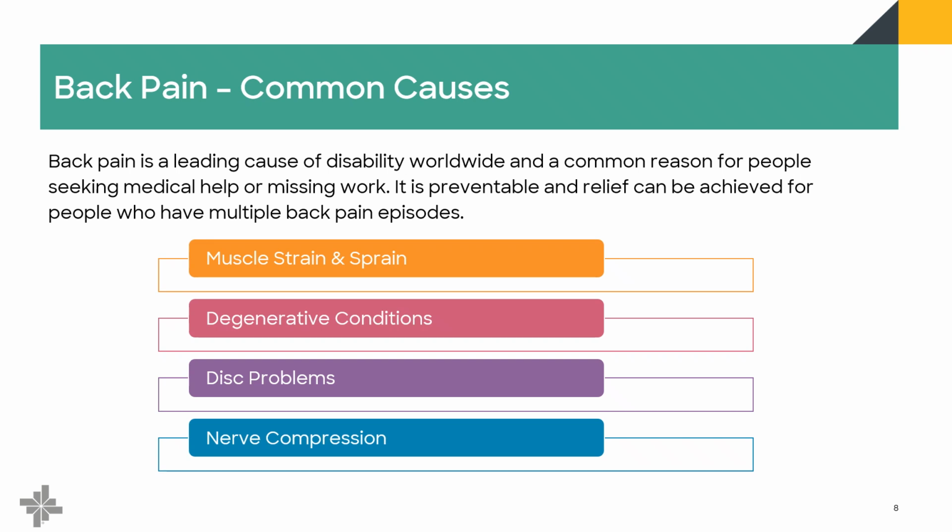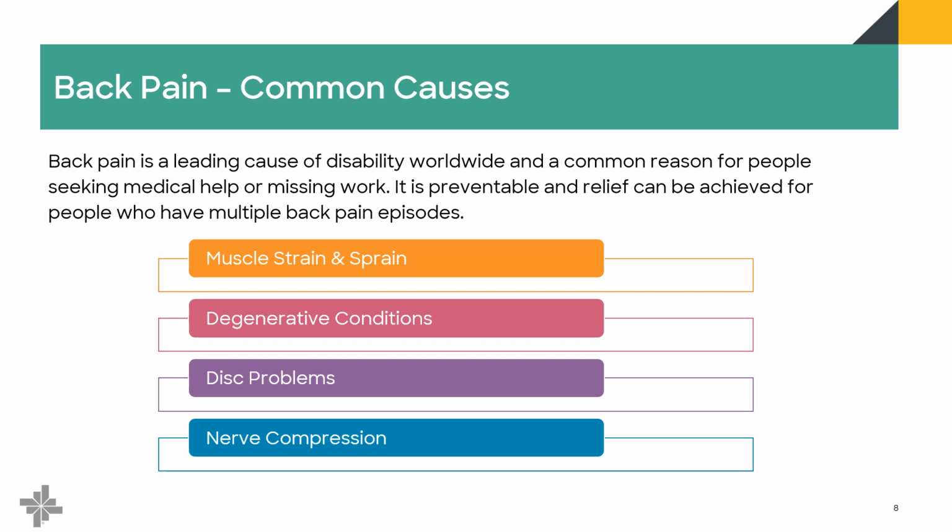Now, back pain is going to be the leading cause of disability worldwide. This is an actual physical wheelchair disability. This is disability where people just can't do simple things like getting up and going to work the next day. Now, it is 100% preventable relief, and it can be achieved for people who have what we call multiple back pain episodes. So this is people who are missing work because they have back pain. This is people who do physically have to sit in a wheelchair because they have back pain as well.